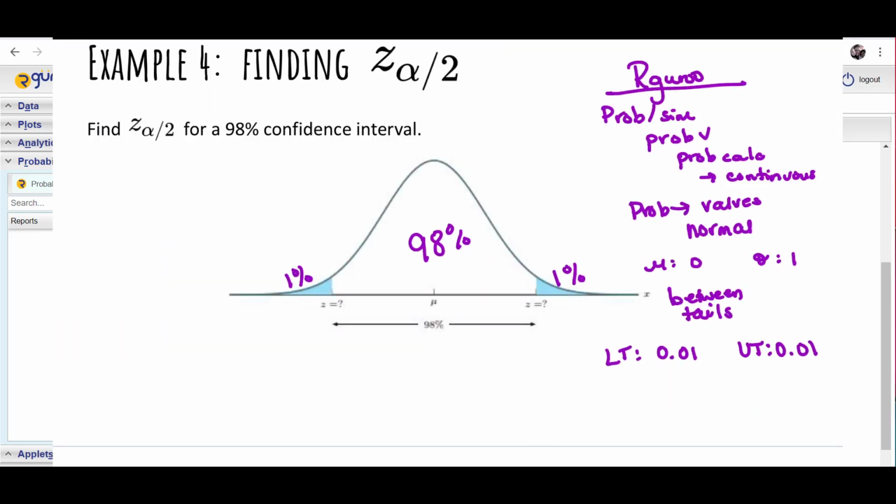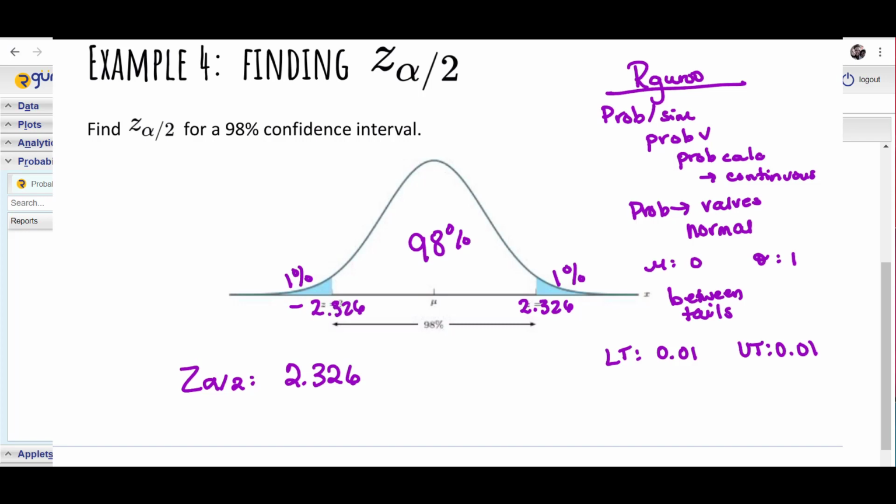So that means our critical value is 2.326 standard deviations above and below the mean. So I'm just going to fill this in here and here.